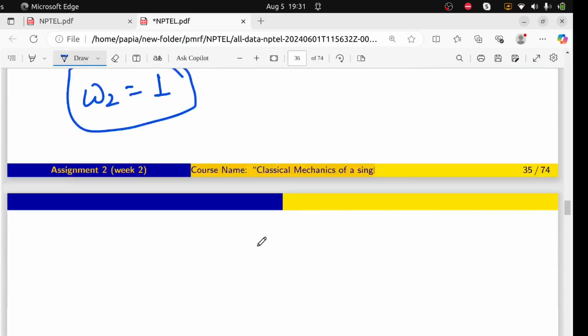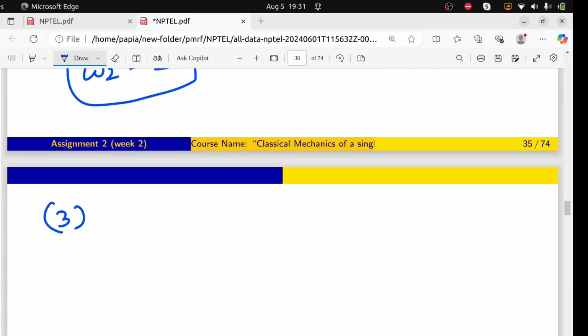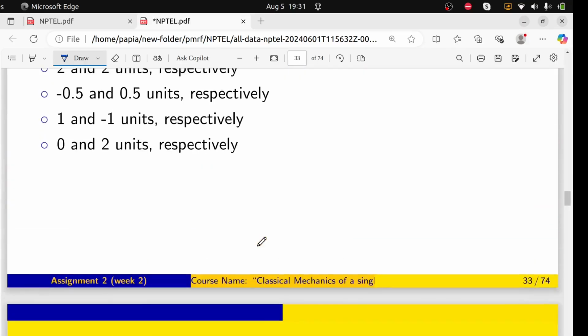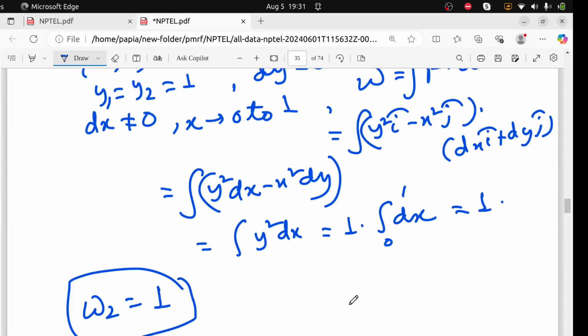Now coming for the W3, third path. For the third path, what is there? 0, 0 to 1, 0. Okay.